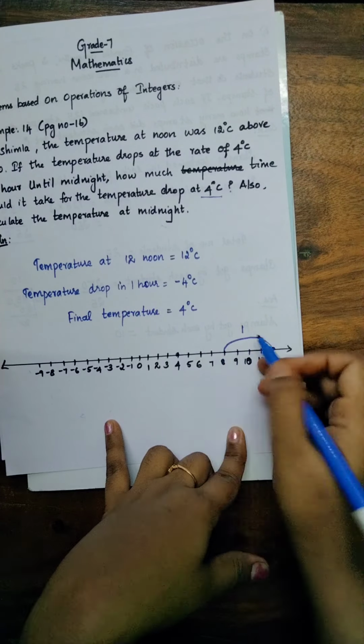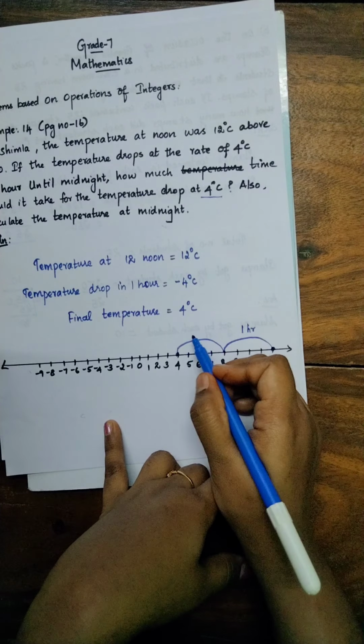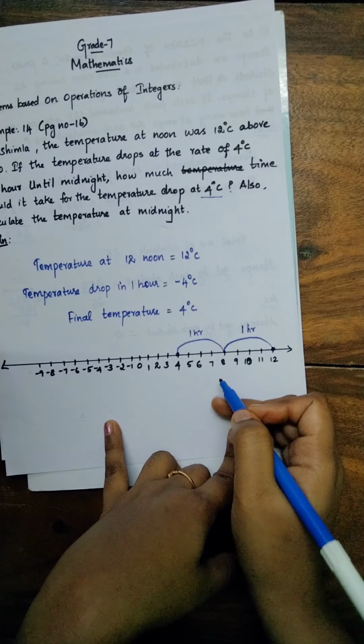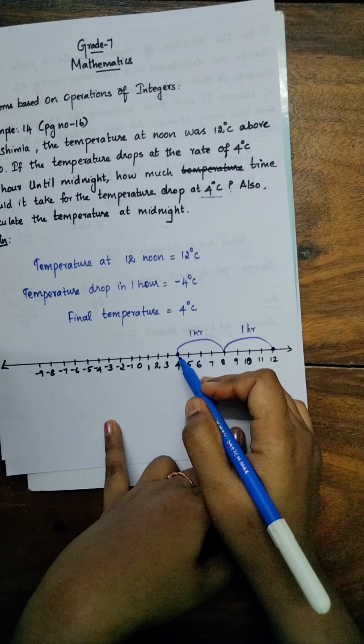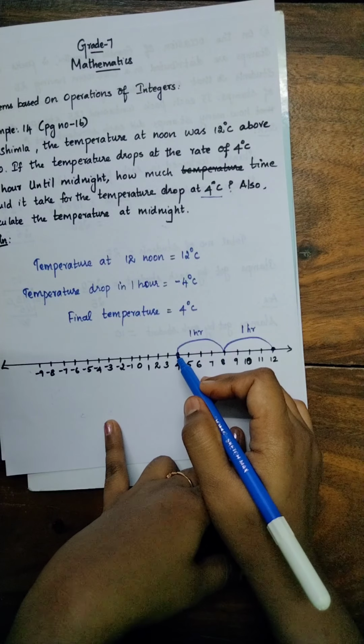Next, what is the final temperature? The temperature is 4, right? Then again it is decreasing. Next, 1, 2, 3, 4. In the next hour it decreases by another 4 degrees Celsius. Now we reach the final temperature, right? The initial temperature is 12, and our final temperature is 4. The temperature decreases by 4 degrees Celsius in 1 hour. So 1, 2, 3, 4, at 1 hour it comes to 8 degrees Celsius. Then again in 1 hour, 1, 2, 3, 4, it comes to 4 degrees Celsius. We reach the final temperature, right?